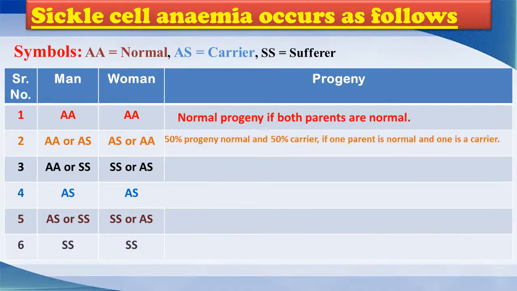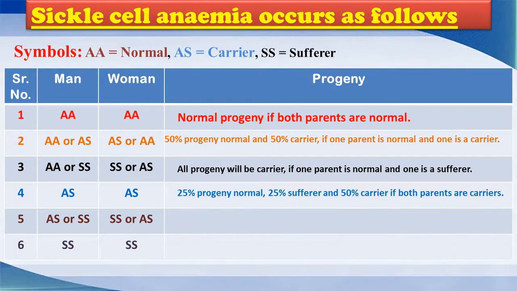So in this condition, 50% of the progeny will be normal and 50% of their children will be carriers, if one parent is normal and one is a carrier. And in the third case, we have the man as normal or sufferer, and the woman as sufferer or carrier. So in this condition, all progeny will definitely be carriers if one parent is normal and one is a sufferer.